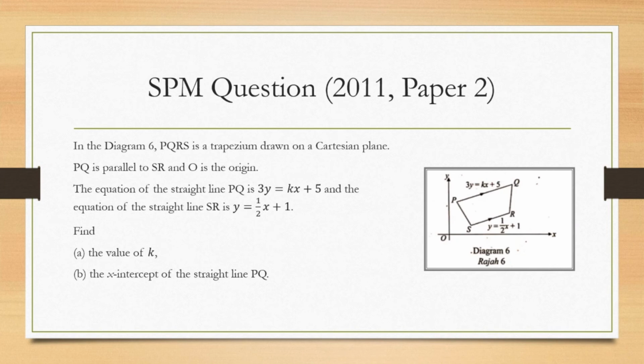Next, let's do another SPM question. This question is from paper 2 of year 2011. In diagram 6, PQRS is a trapezium drawn on a Cartesian plane. PQ is parallel to SR and O is the origin. The equation of the straight line PQ is 3y equals to kx plus 5, and the equation of the straight line SR is y equals to 1 over 2x plus 1. Find A. The value of k. B. The x-intercept of the straight line PQ.